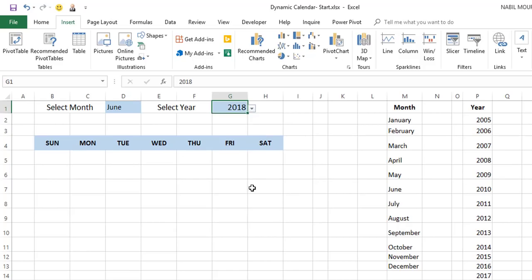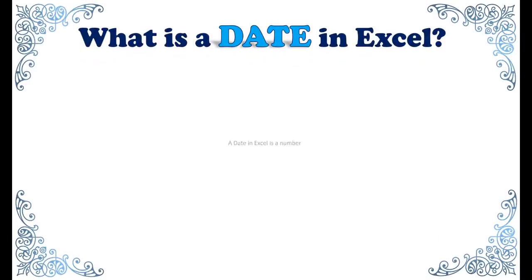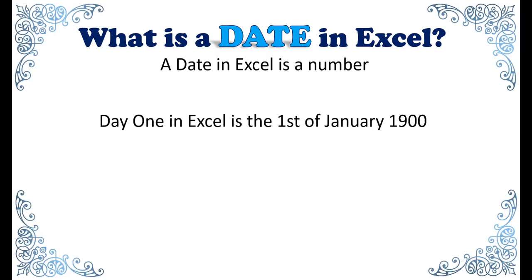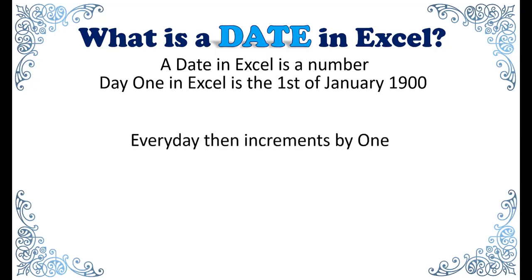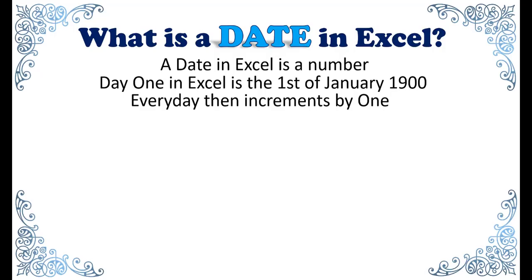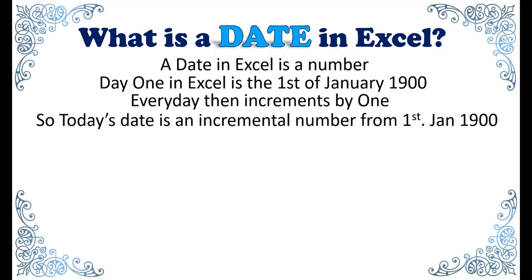Now I would like to start creating my dynamic calendar, and before I do, we need to understand what a date is in Excel. What is a date in Excel? A date is stored in Excel as a number. Day 1 in Excel is the 1st of January 1900. Every day then increments by 1. So today's date is just an incremental number from the 1st of January 1900.